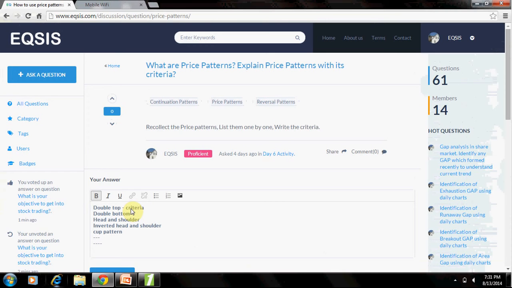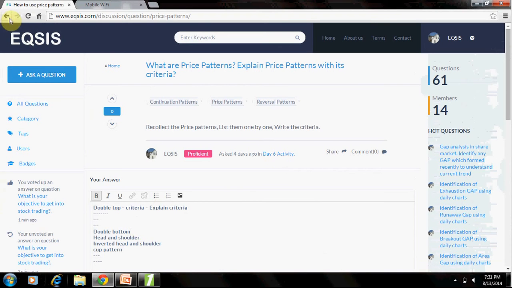Criteria. Explain the criteria here, just take 2 or 3 lines in each. This is a way to answer this question. This is once again a recall, but make sure that you write the criteria very clearly, and only with respect to the price patterns. So you have completed something about the price pattern.